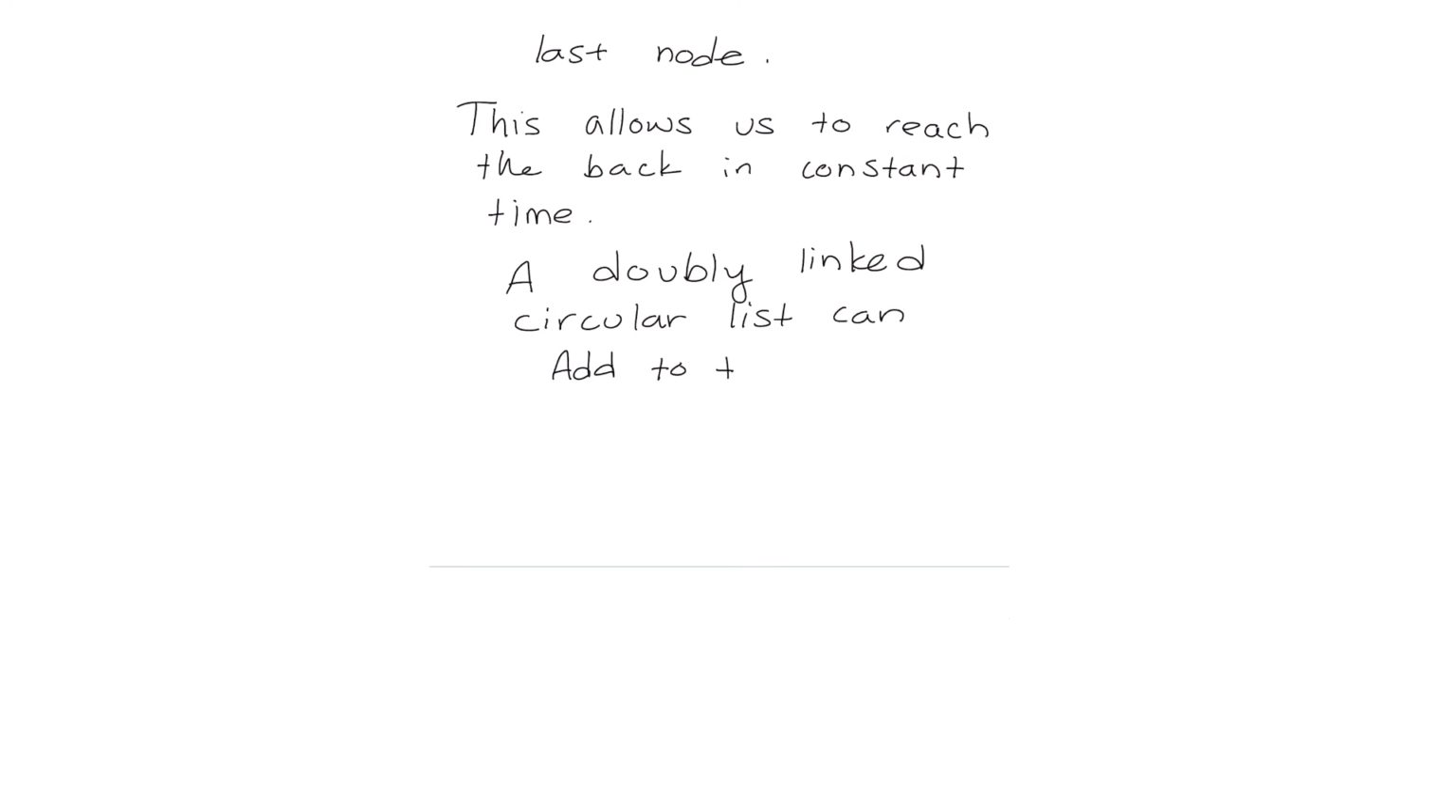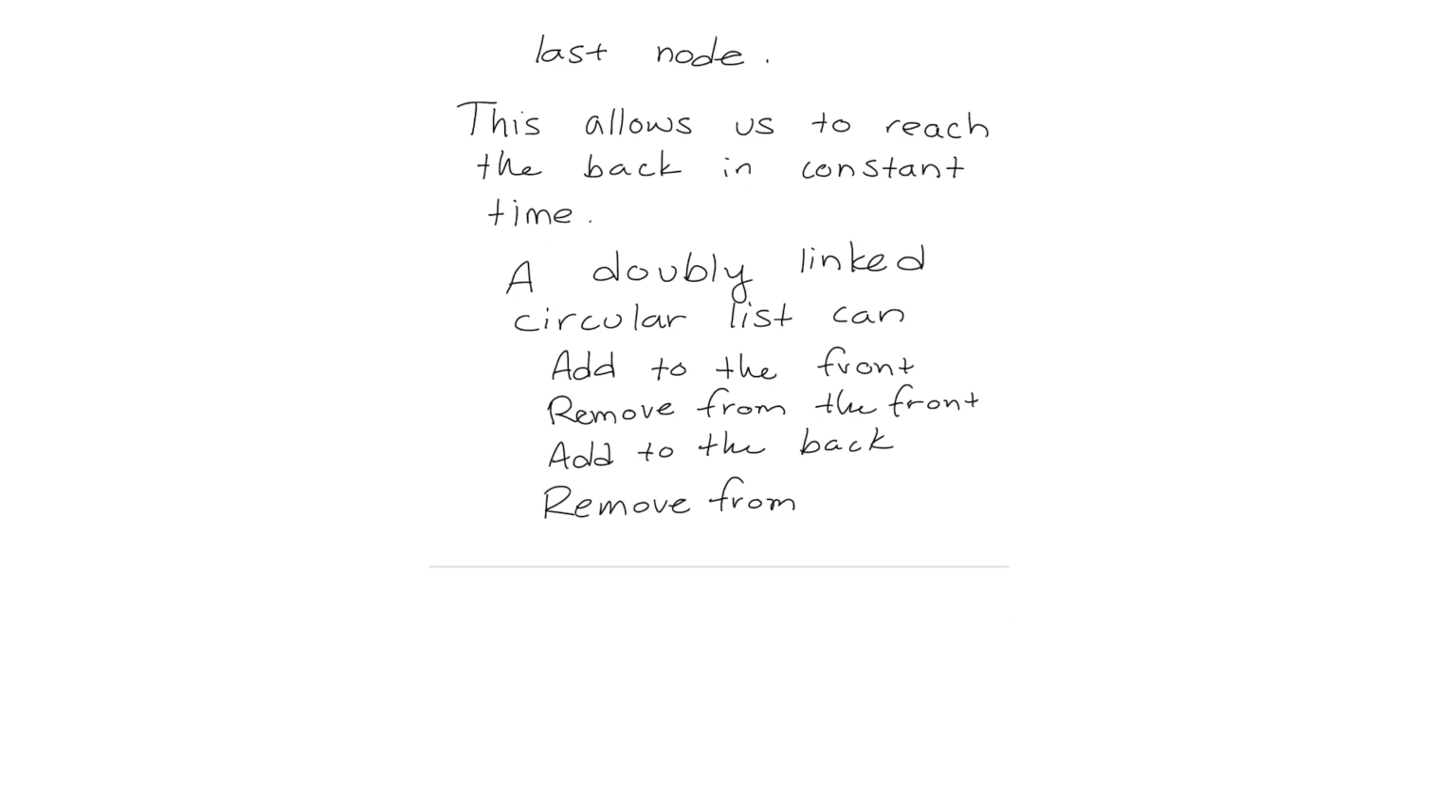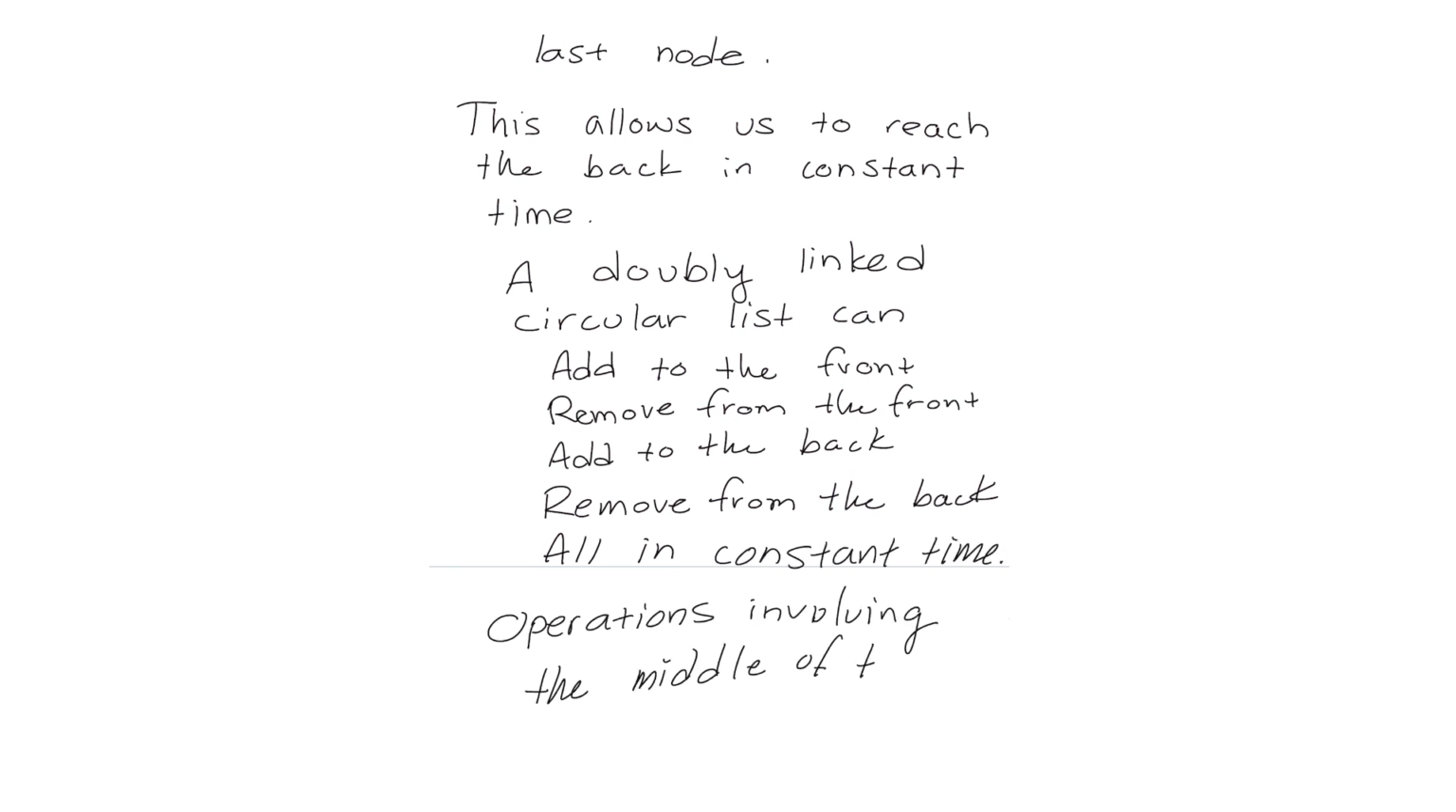Adding to or removing from the back of the list were both linear time operations with all previous types of lists, but with a doubly linked circular list, they are constant time operations. Operations involving the middle of the list are still in linear time.